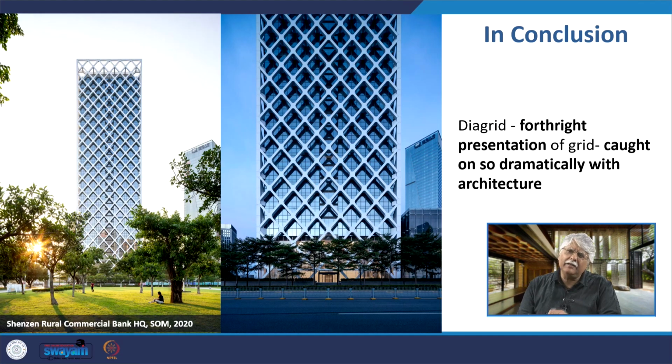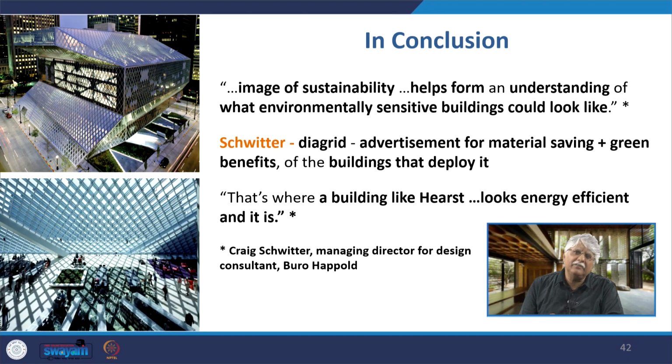The Diagrid is a very forthright presentation of the grid, and it has a very dramatic architectural appearance. It is an image of sustainability. It helps form an understanding of what environmentally sensitive buildings could look like. Schwitter, who is the managing director for design consultancy at Buro Happold, says the Diagrid is an advertisement of the material saving and green benefits of the buildings that are using it. That's where a building like Hearst looks like an energy efficient design, and it is actually energy efficient.